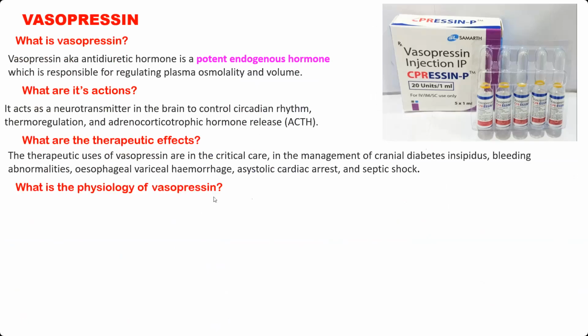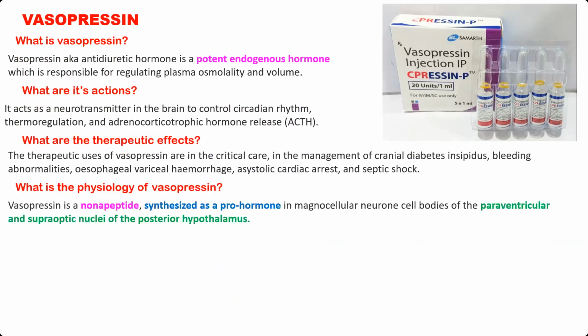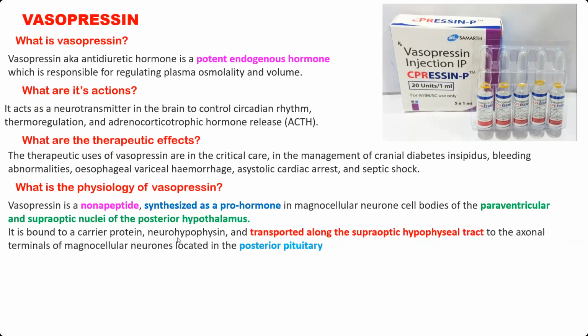What is the physiology of vasopressin? Where is it synthesized? Where is it stored? Where is it released? It is synthesized in the hypothalamus and stored in the posterior pituitary. It's a nonapeptide synthesized as a prohormone in the magnocellular neuron cell bodies of the paraventricular and supraoptic nucleus of the posterior hypothalamus. This is the exact location of its synthesis. It is bound to a carrier protein called neurophysin and transported along the supraoptic hypophyseal tract to the axonal terminals of the magnocellular neurons located in the posterior pituitary.